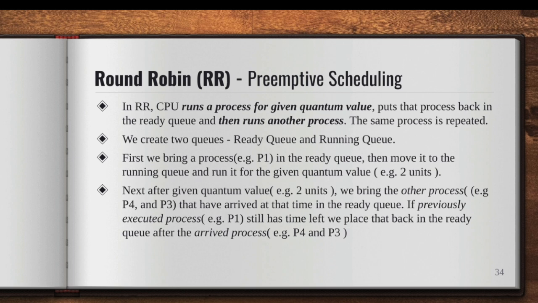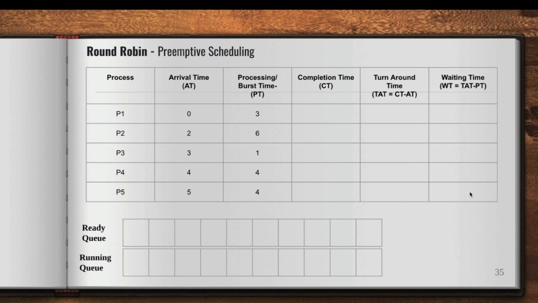So let me explain to you how this is going to work. In the examination, you will be given a question. For instance, it'll say that you have 5 processes, each having the arrival time and processing time. And go ahead and calculate the completion time, average turnaround time, average waiting time, etc.